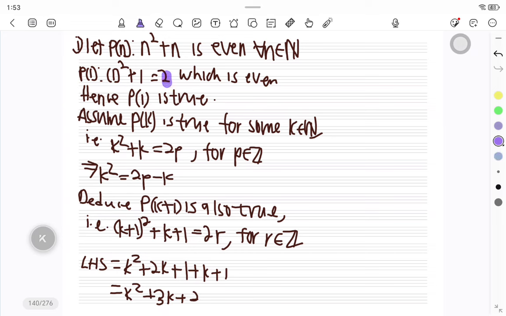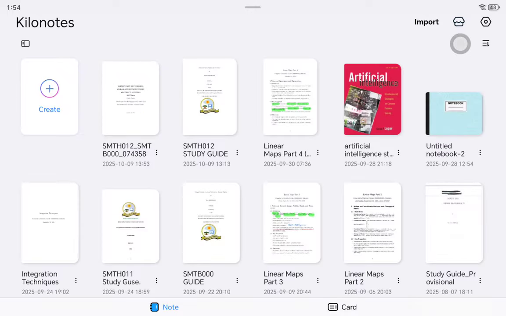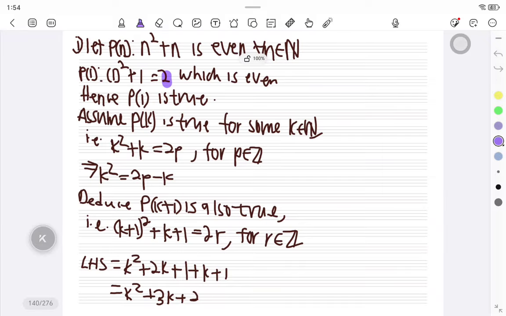Then we replace n by k, which is equal to 2p for p element of an integer, right? Then we make use of the formula. As long as we're still on these ones, we're always going to do that with the formula. We make k squared with the formula, we get this. Now we deduce. We take this, we replace k by k plus 1, which is equal to 2r for r element of an integer.